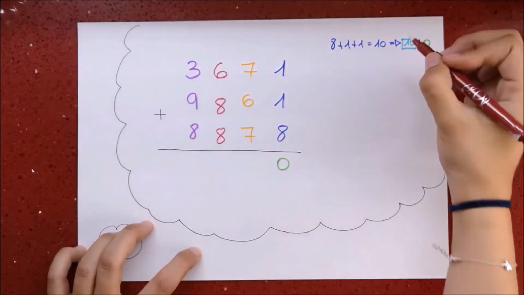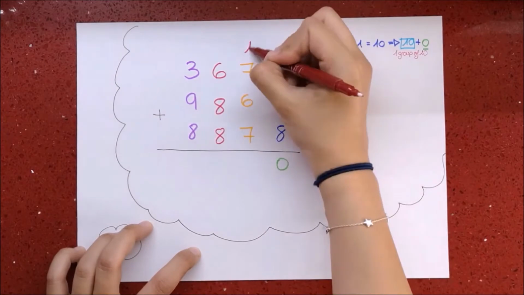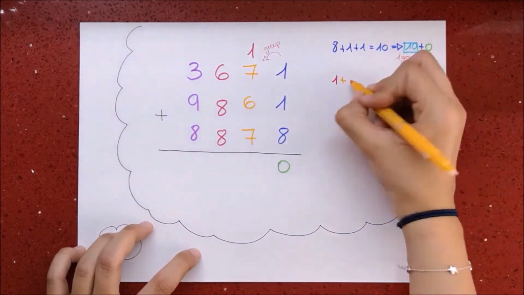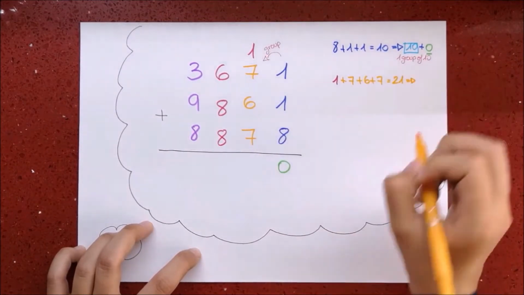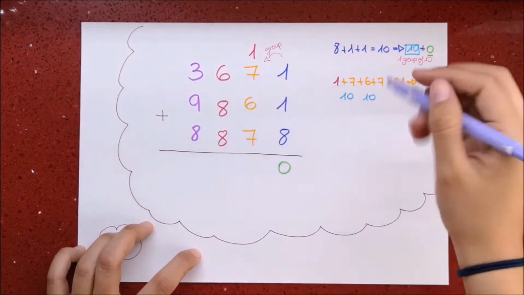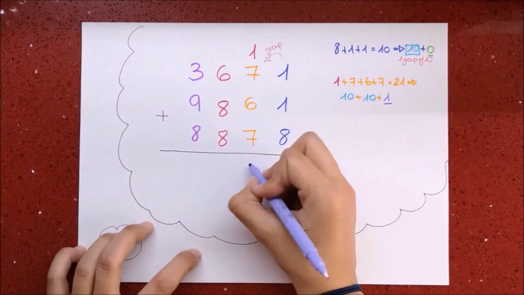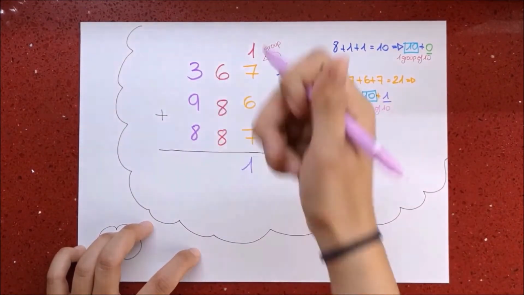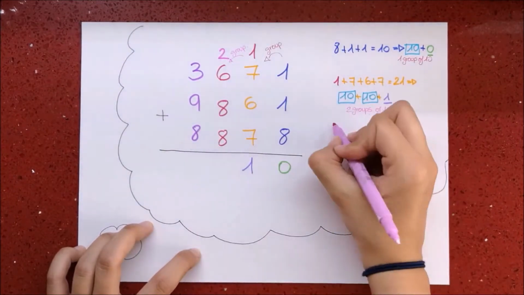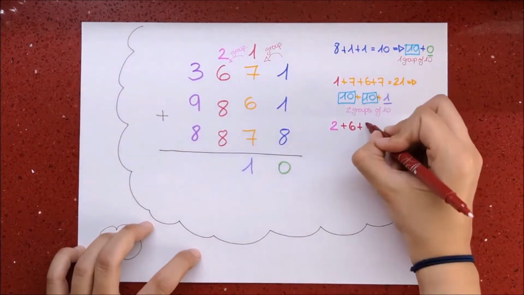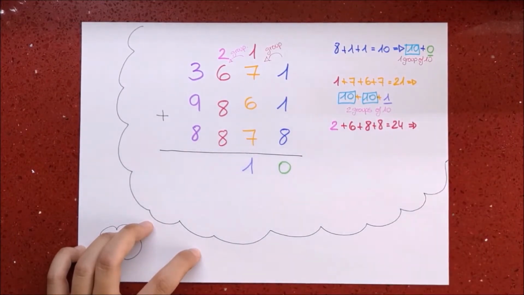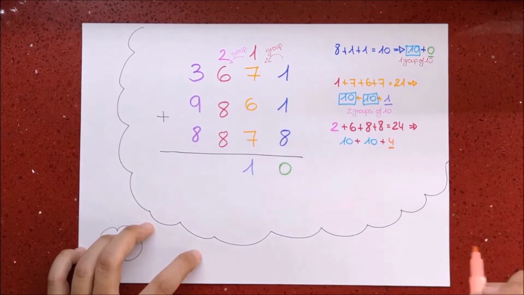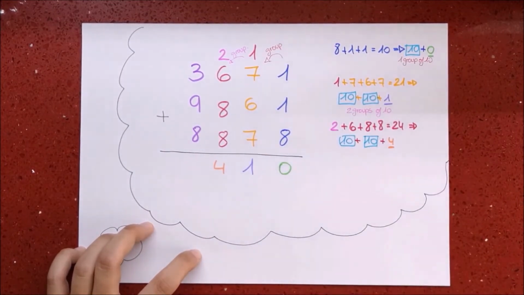If 10 is the same as 10 plus 0, we have a group of 10 and we have 0 units left. Now we have one group of 10 plus 7 plus 6 plus 7. We have 21 in total, which is the same as saying 2 groups of 10 that we are going to group, and we write 1 here. This time we have 2 groups plus 6 plus 8 plus 8. In total we have 24, which is the same as saying that we have 2 groups of 10 to group in the next column, and we still have 4.